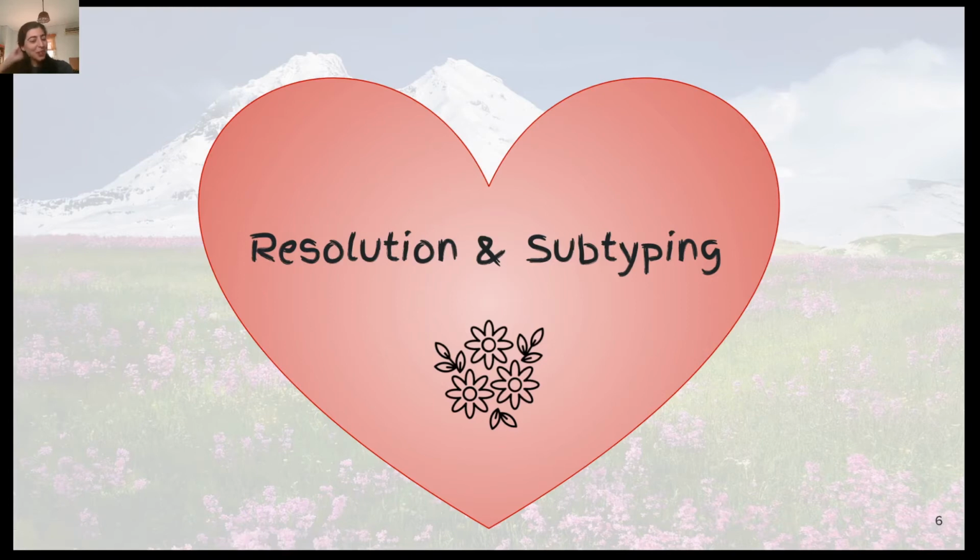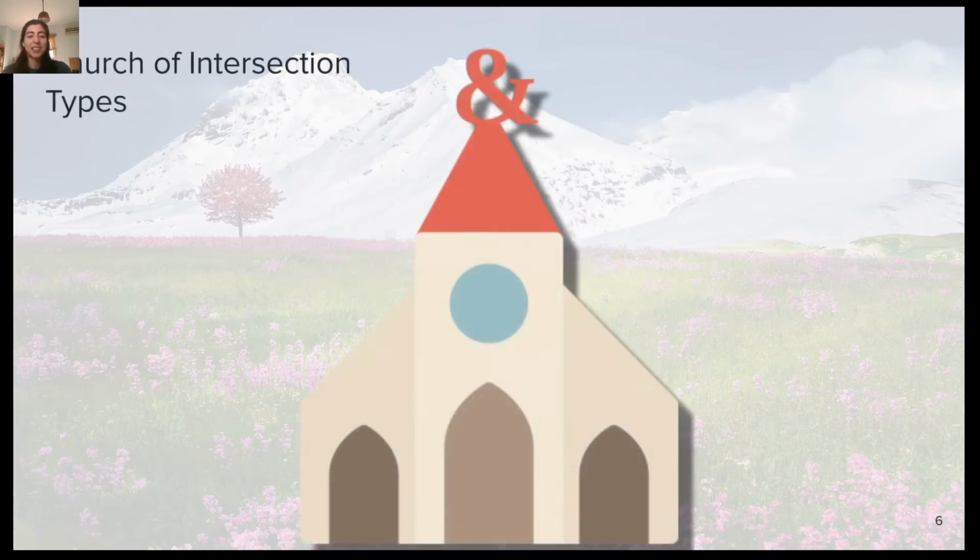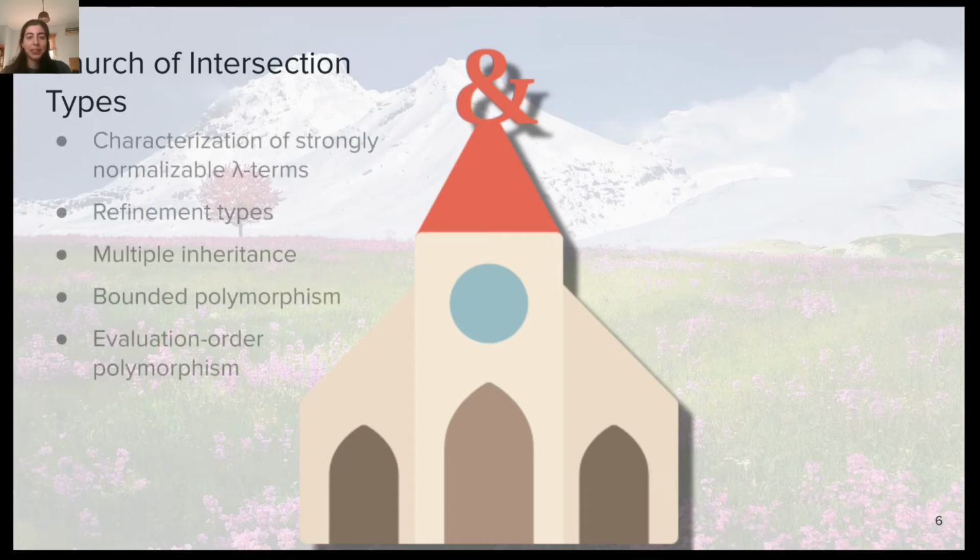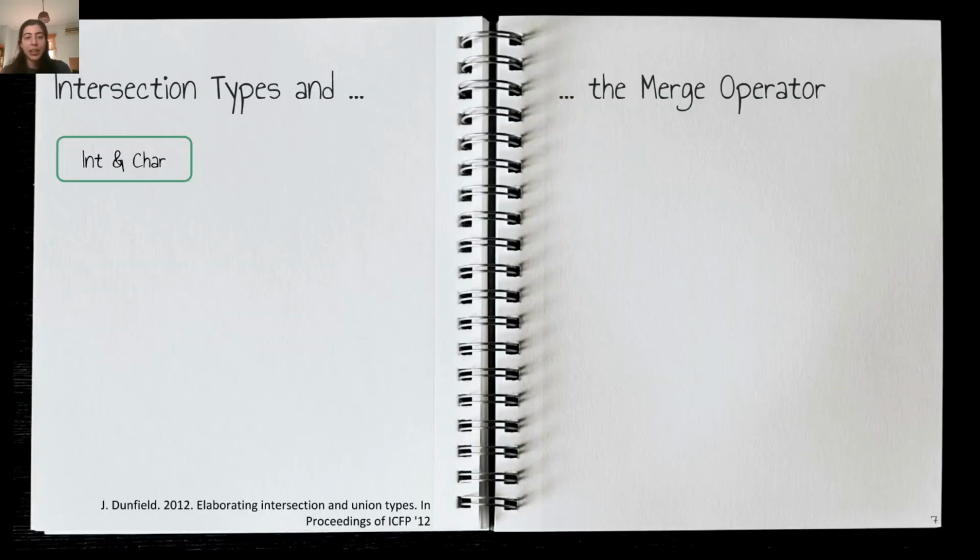So in this talk, resolution and subtyping keep their interaction alive and actually they unite in the church of intersection types. Intersection types have been used by the research community in various ways. Pottinger and independently Kopo used them first to characterize the strongly normalizable terms of the lambda calculus, but intersection types have been used to enable several language features as well, such as refinement types, multiple inheritance, and other kinds of polymorphism.